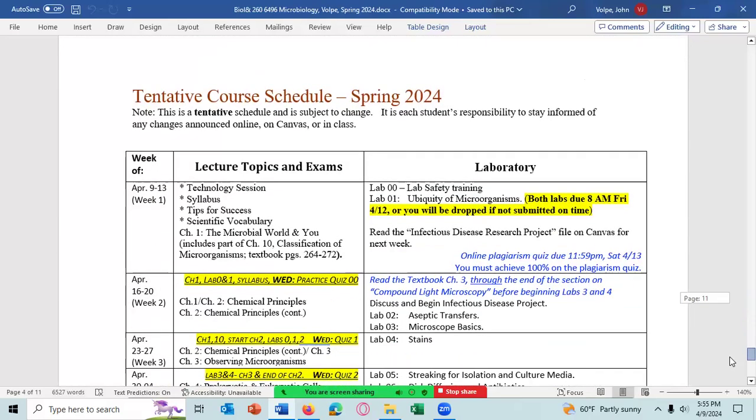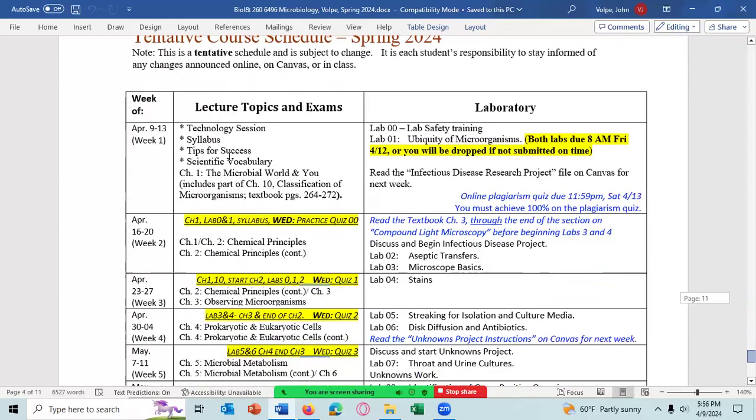And then at the end of this syllabus, I've got the schedule for lecture 1. We're going to talk about the syllabus, the technology session. We've already done that. Tips for success, we've already done that. And then talk about chapter 1, the microbial world in you, and a little bit about chapter 10, the classification of microorganisms.